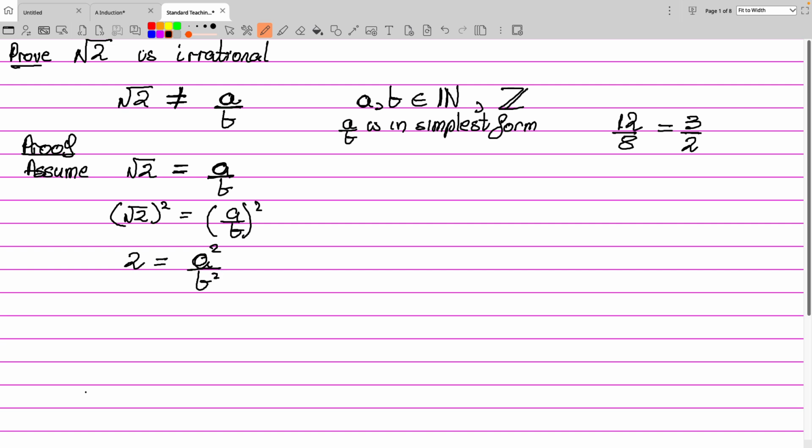Now we're following our nose. What else do we not like in mathematics? So what are we multiplying by? B squared. So on the left, we're going to get 2B squared, and on the right, I'm going to get A squared.